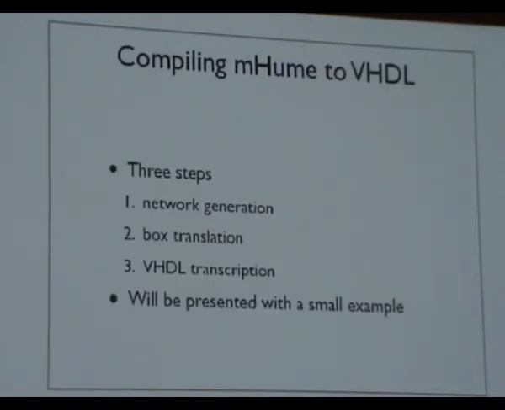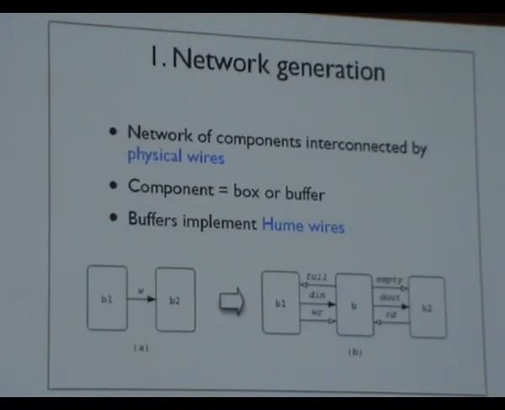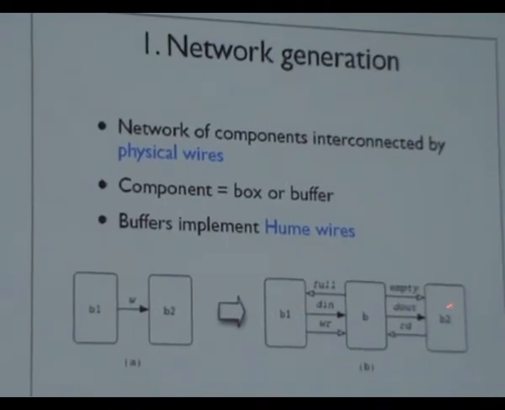Okay. 3 steps to compiling Hume to VHDL. First of all, you generate a network, then you do box translation, then you transcribe to VHDL. I'm going to use a very small example to show this. Okay, so for network generation, typically in the Hume program, you've got the box-to-box transition on the wire. We have to introduce a new construct to make a wire explicit as a single-stage buffer. Okay, so we've got handshaking, writing from the first box, reading on the second box. You can check whether the buffer is full or not on the first box, empty or not on the second box, and you've got an input into the buffer and an output to the second box.